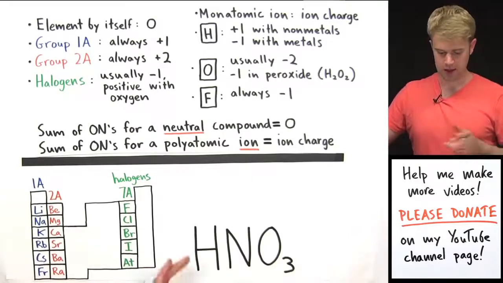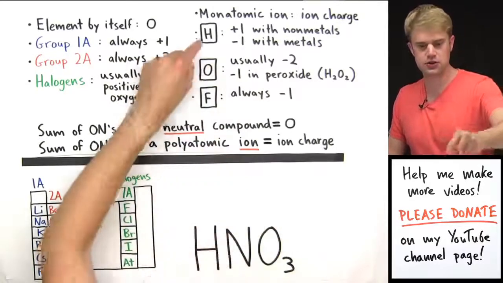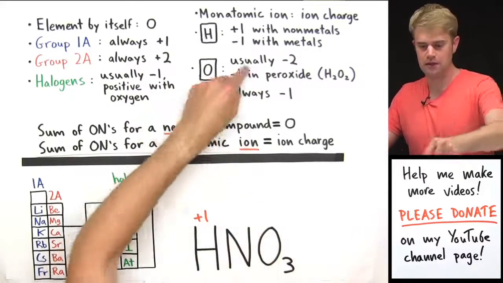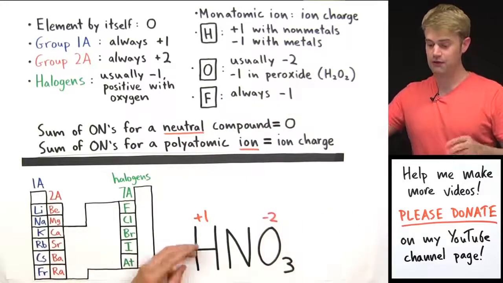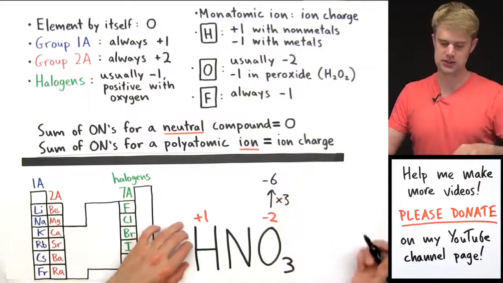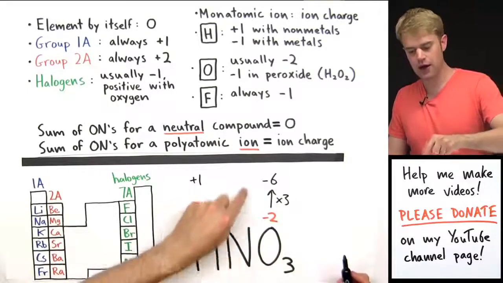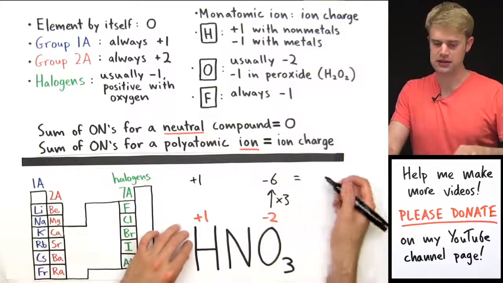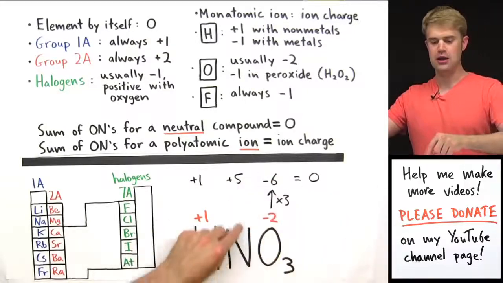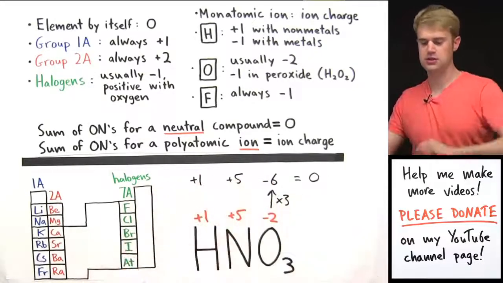HNO3. Okay, let's take a look at the rules. We got hydrogen. Hydrogen here is combined with nonmetals, nitrogen and oxygen, so that means that its oxidation number is going to be +1. Oxygen over here is going to be -2, but we have 3 oxygens, so we've got to take this -2 times 3 to get -6. Okay, so now we have +1 from the hydrogen plus whatever nitrogen is, -6 has got to give us 0 because this is a neutral compound here. So that means that in this case, nitrogen's oxidation number will be +5. 1 plus 5 minus 6 equals 0.